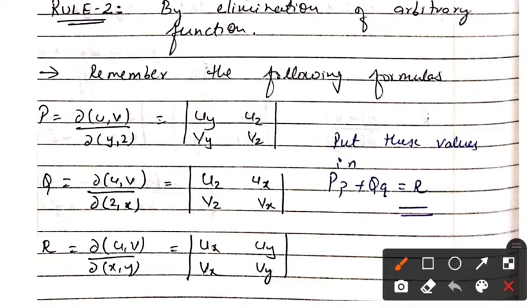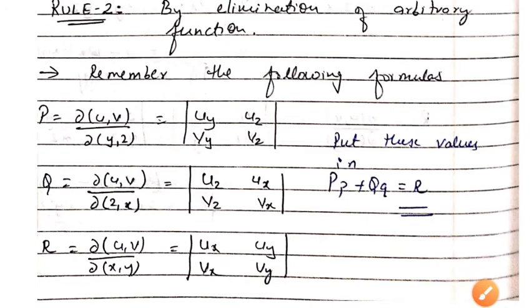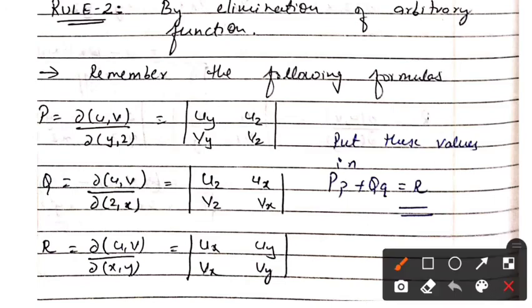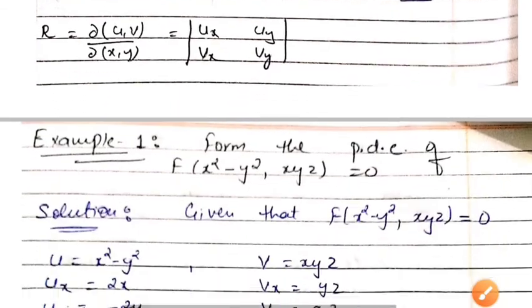See, remember it this way: in P there will be no x, in Q there will be no y, and in R there will be no z, right? So for P, differentiate u with respect to y and z and write uy, uz, and again differentiate v with respect to y and z. In this way, find all P, Q and R and put these values in capital P small p plus capital Q small q equal to R. Let us solve some examples.